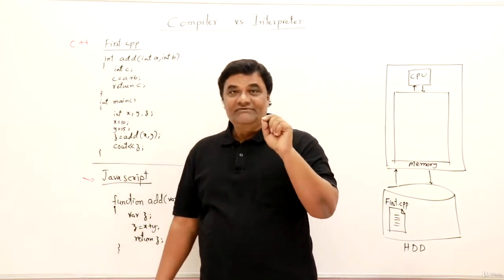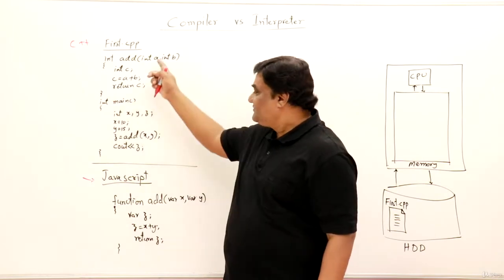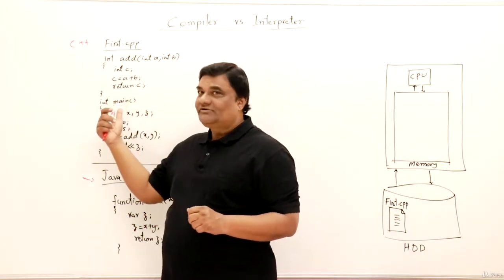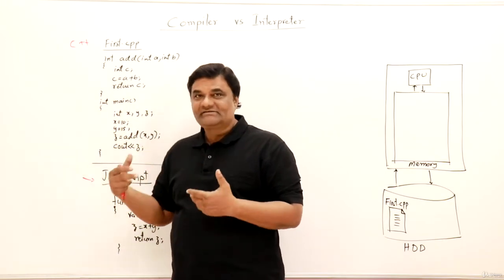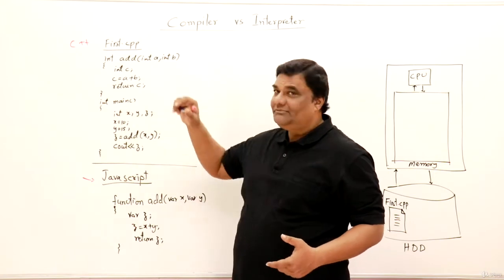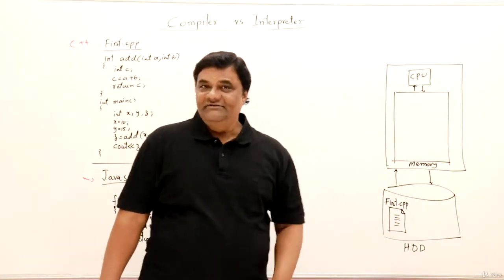So this is used in web programming. This is interpreter based. This is the source code I have written. This is not the machine code. This can be understood by a compiler and human beings. This can be understood by an interpreter and human beings. So I have taken an example of a compiler based language and an interpreter based language. Now let us understand the differences.